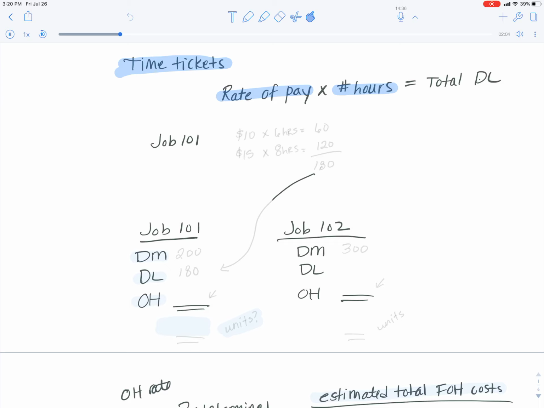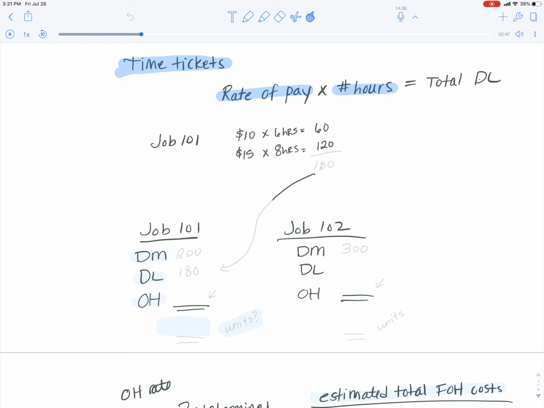What I mean is, let's say I have two jobs, job 101 and job 102. Job 101 may be to make electric guitars. Job 102 may be acoustic guitars for this month. Okay, so job 101, maybe we have a laborer who makes $10 an hour, and it took 6 hours on this particular job. That's $60. And then let's say we have a more skilled laborer, maybe the one who tunes up the guitar at the end. Maybe he makes $15 an hour and worked 8 hours, and that was $120.